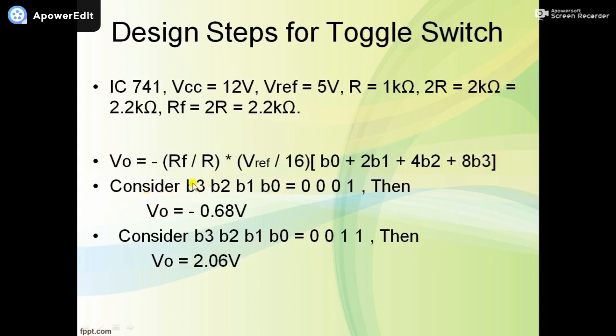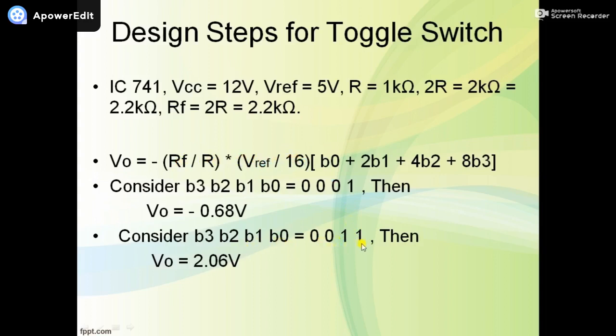Consider, as I told, B3 is the MSB, B0 is the LSB. Now I will give a 4 bit digital input 0001. Then after calculation, V0 we are getting is minus 0.68 volt. Okay. Another example, consider B3, B2, B1, B0 equal to 0011. After putting the values, RF is how much? 2.2k, R is 1k, V reference is 5 volt divided by 16. Okay, here B1, B0 are active.